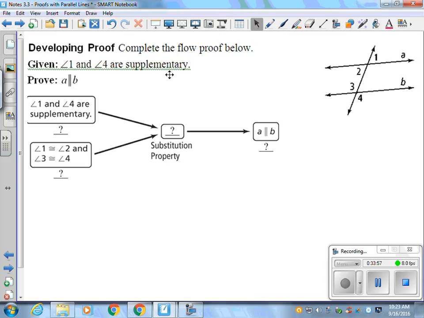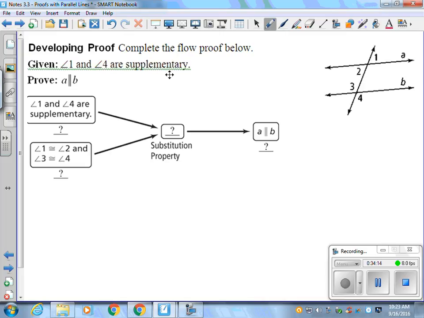And so in this problem, they're telling me angle 1 and angle 4 are supplementary, and we're trying to prove parallel lines. So that means we've got to know the name of some angles to be able to prove parallel lines. So the first one says they're supplementary, so what would I write on that line?